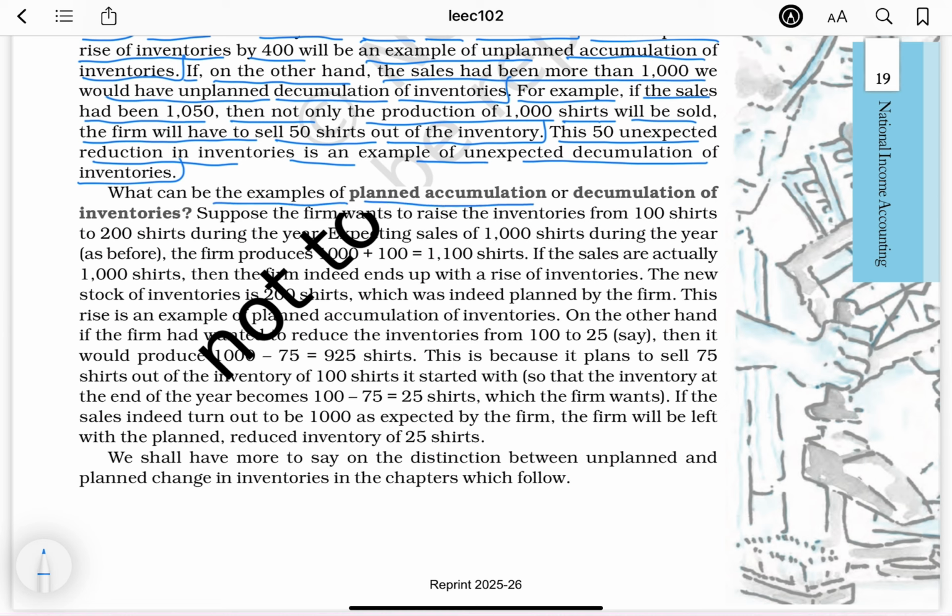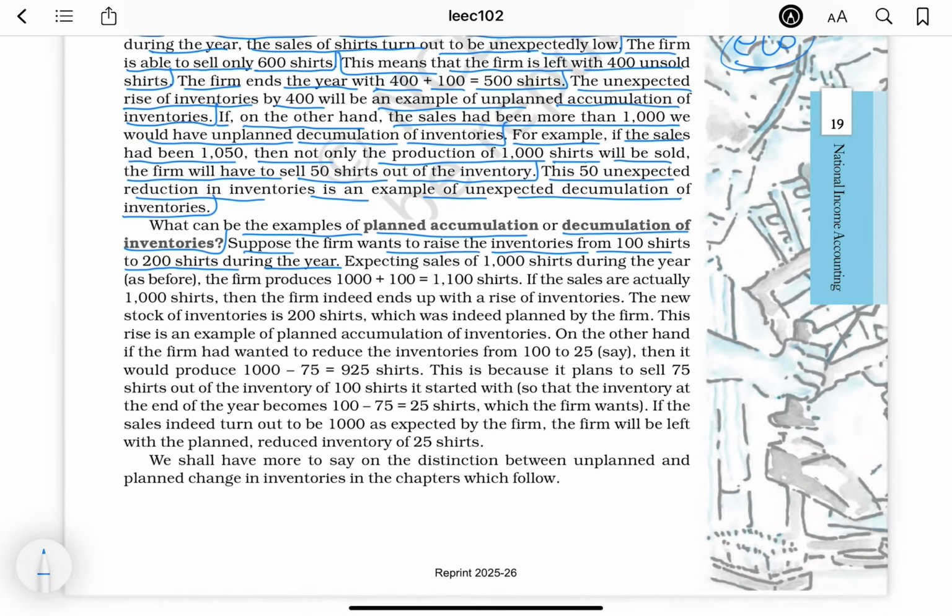What can be examples of planned accumulation or decumulation of inventories? Suppose the firm wants to raise the inventories from 100 shirts to 200 shirts during the year, expecting sales of 1000 shirts during the year. As before, the firm produces 1000 plus 100 equals 1100. If the sales are actually 1000 shirts, then the firm indeed ends up with a rise of inventories. The new stock of inventories is 200, which was indeed planned by the firm. This rise is an example of planned accumulation of inventories.